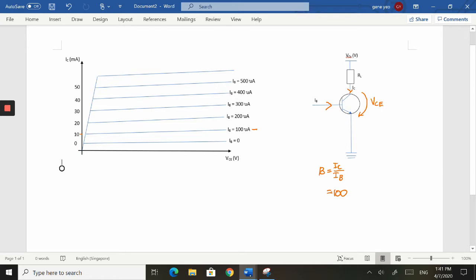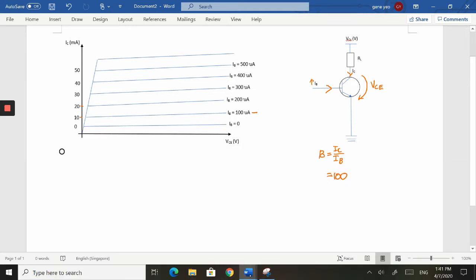Likewise, if I increase my IB to 200, my IC coming down will be 20, and so on and so forth. Depending on the base current value you use, you will have a corresponding collector current flowing down. That's how you read why I have so many lines. I'm putting many different scenarios. For each IB value you use, you have the corresponding IC value flowing down.